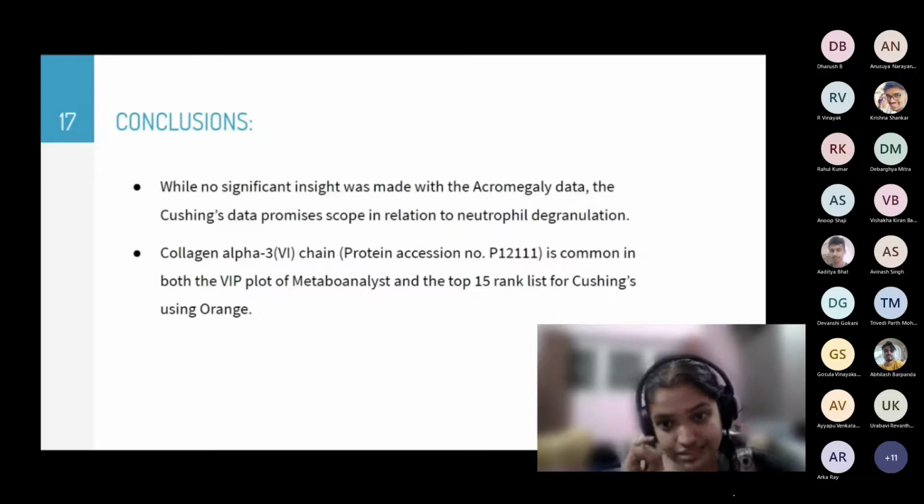The protein with the accession number E12111, which is called collagen alpha 3,6 chain protein, is common in both the VIP plot of MetaboAnalyst and the top 15 rank of Cushing's using Orange. So that could be monitored when one wants to track Cushing syndrome long term in a patient.